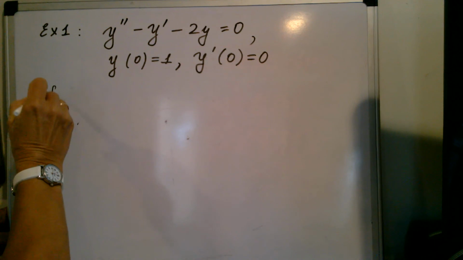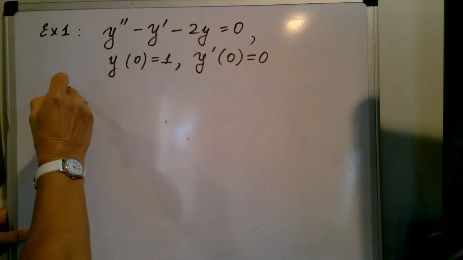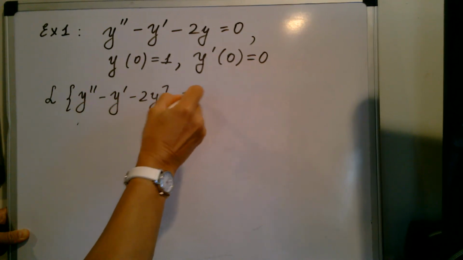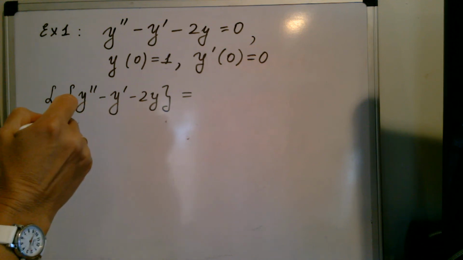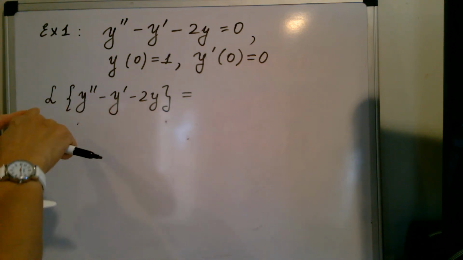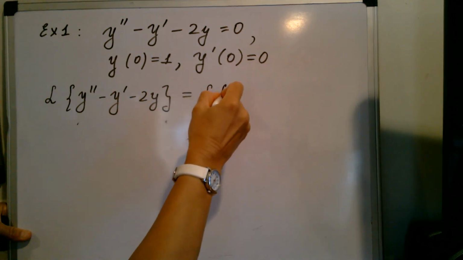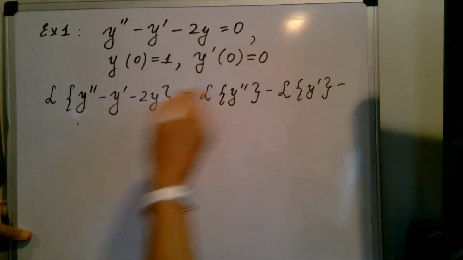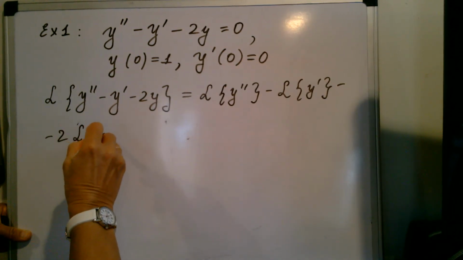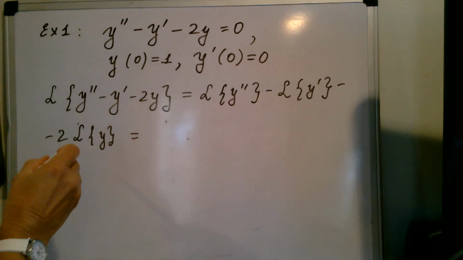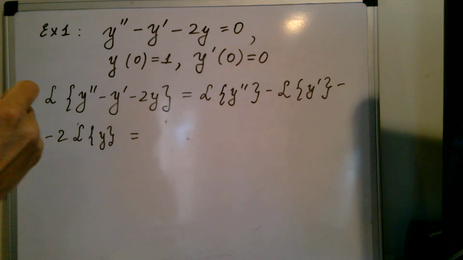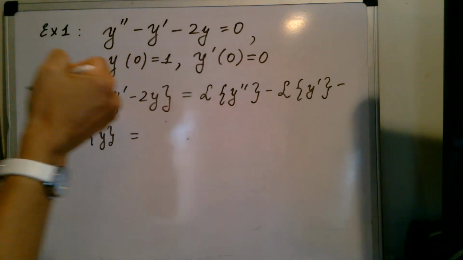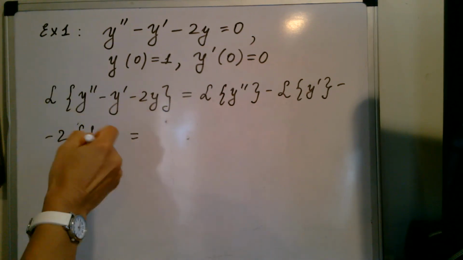So what is the Laplace transform of this whole equation? Y second derivative minus y prime minus 2y. Okay. I'm going to use the property of linearity of this operator and write that it's the Laplace transform of the second derivative minus the Laplace transform of the first derivative minus 2 times the Laplace transform of the function. Now, I'm going to start working with these derivatives, but I'm not going to do anything with the function. I'm going to keep the function for a while as it is, okay?